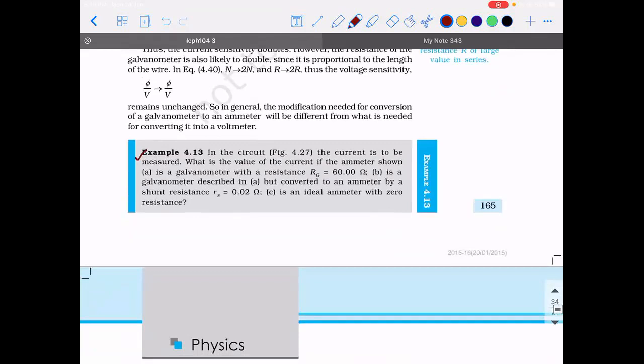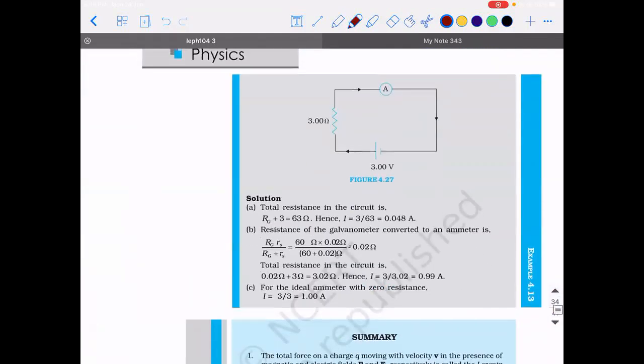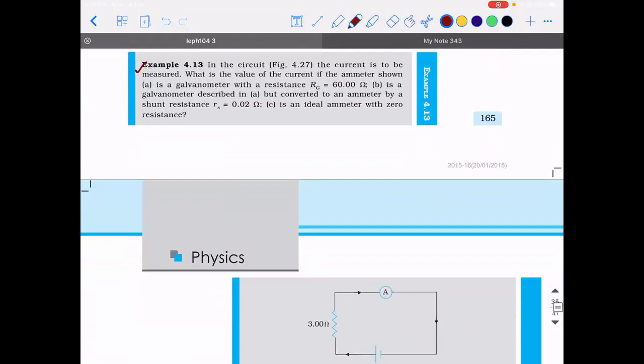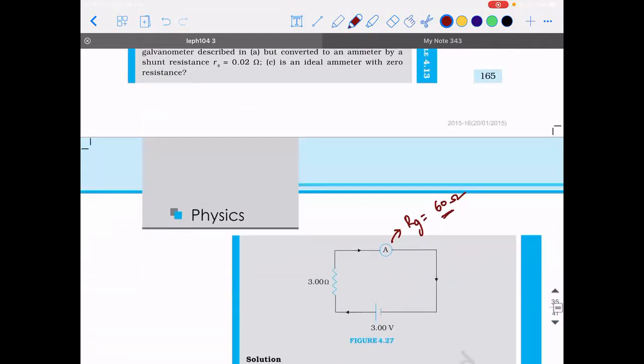So now listen. Example 4.13. In the circuit 4.27, the current is to be measured. What is the value of current if the ammeter shown is a galvanometer of resistance 60 ohm? So what they are trying to say is, case 1, this ammeter is nothing but only a galvanometer of resistance 60 ohm. Then what is going to be the value of current it is going to measure? How much will be the value, guys?